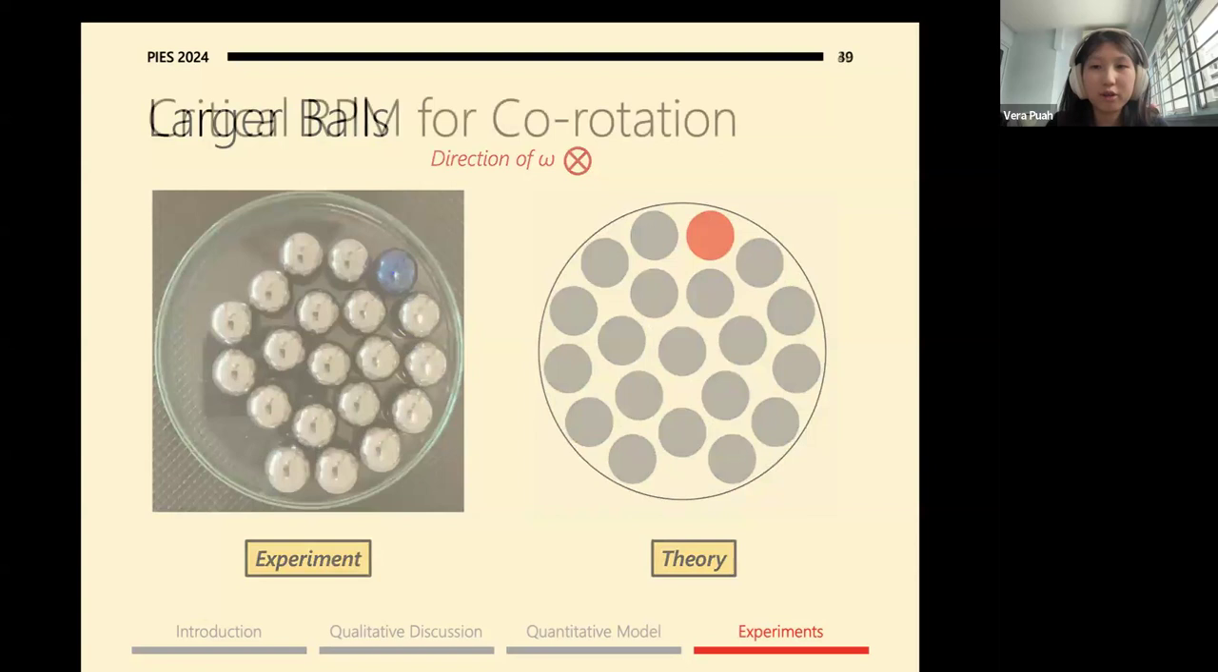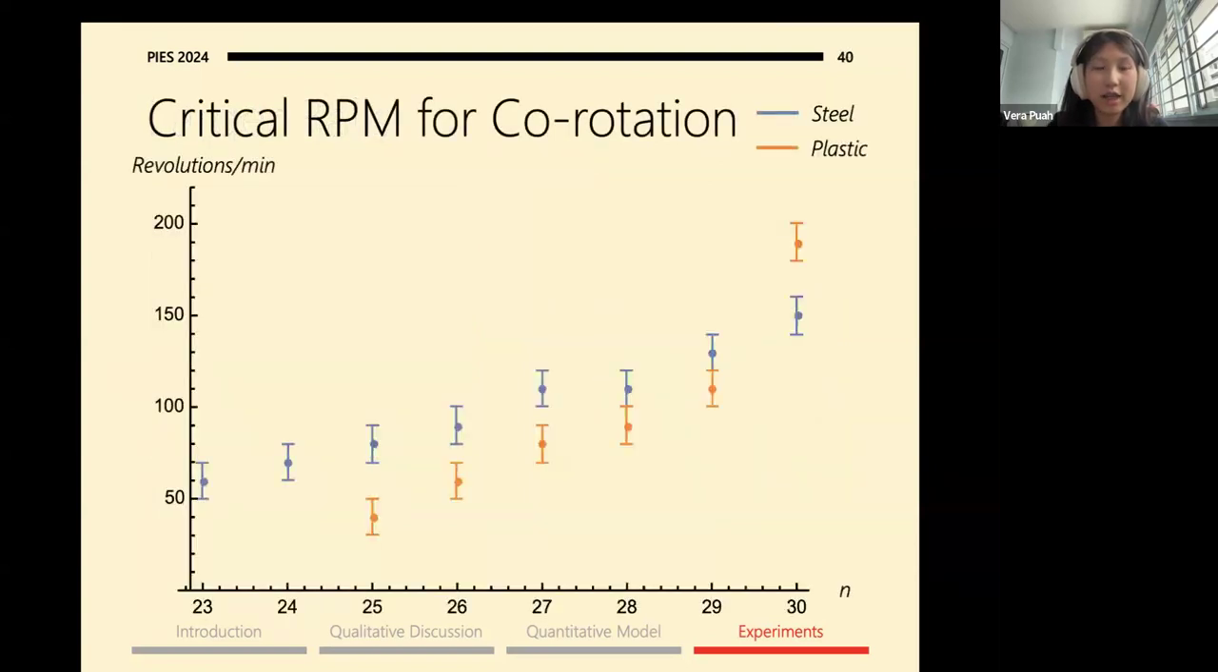Now I've also plotted a graph of the sort of frequency I need to actually force the balls to co-rotate. So essentially, I've taken this data for two different types of balls. I had steel balls and plastic balls.